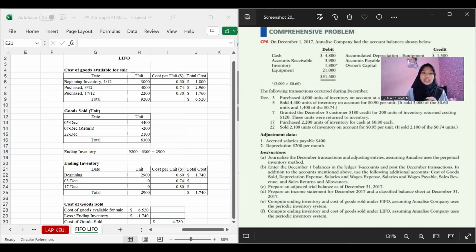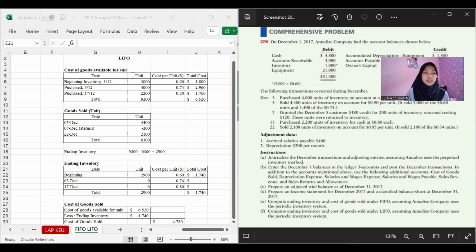So the beginning inventory has 2,900 units remaining with a total cost of $1,740, and the inventory on December 3rd and December 17th is sold out. So the ending inventory of this company is 2,900 units with a total cost of $1,740.